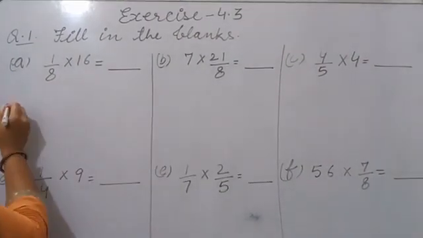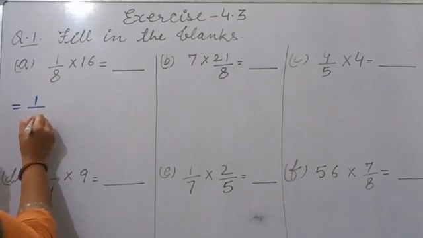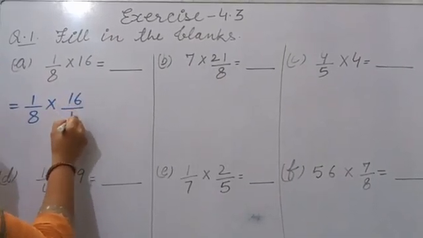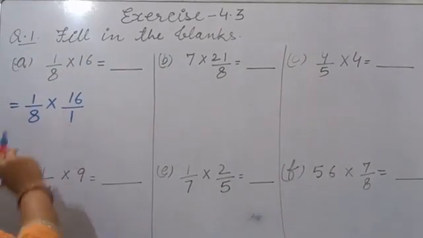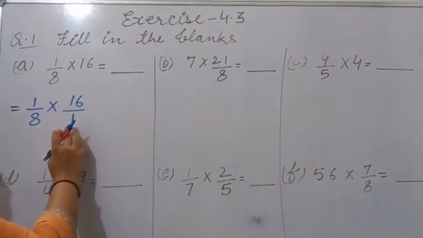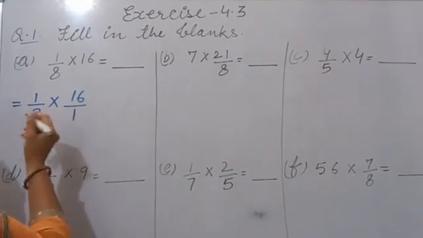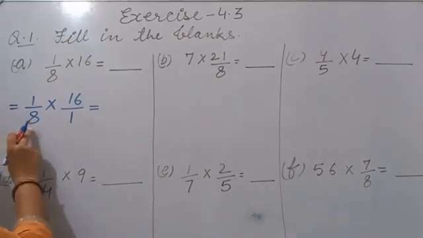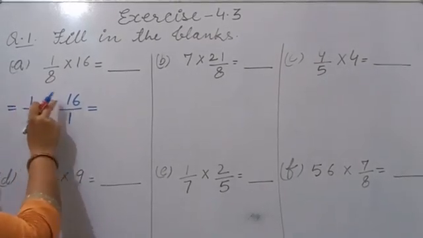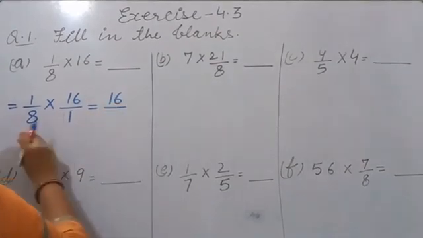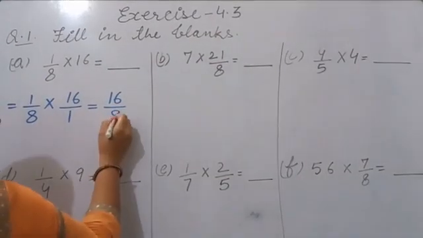So 1/8 multiplied by 16/1, because there is no denominator, so we can take the denominator 1. When we have a whole number, we will take 1 as a denominator. Now as I told you how we multiply, numerator by numerator and denominator by denominator. So 1 multiplied by 16, 16 ones are 16 and 8 ones are 8.